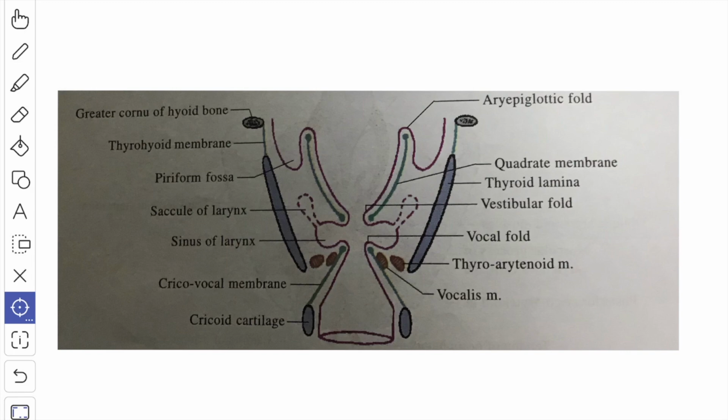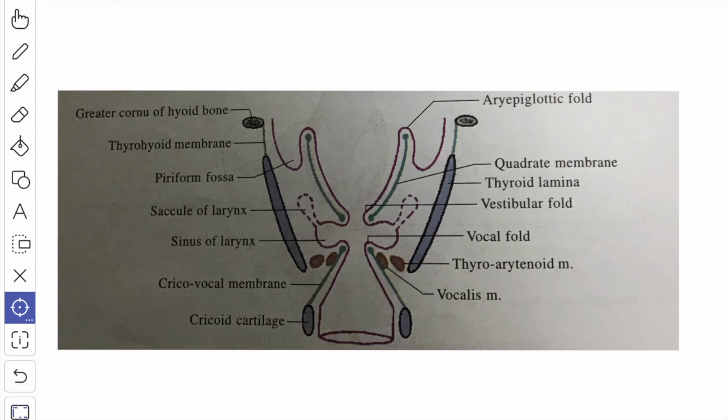This is a picture of the coronal section of the larynx to show the interior of the larynx. So when you take the interior of the larynx, it presents three pairs of mucous folds. From above downwards, you have the aryepiglottic fold, then the vestibular fold, then the vocal fold. The space between the two aryepiglottic folds forms the laryngeal inlet. The space between the vestibular folds forms the Rima Vestibuli. The narrow cleft between the vocal fold and the vocal process of the arytenoid cartilage is known as the Rima Glottidis.